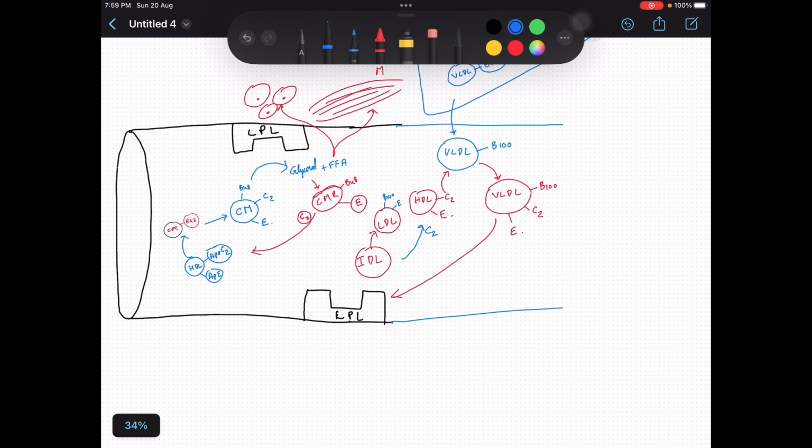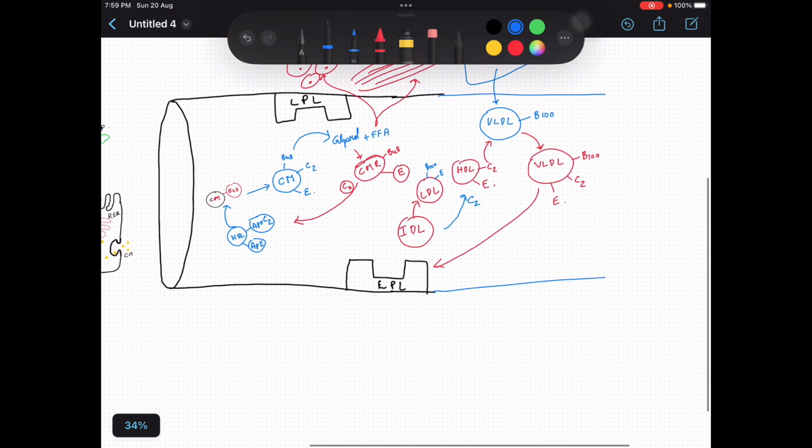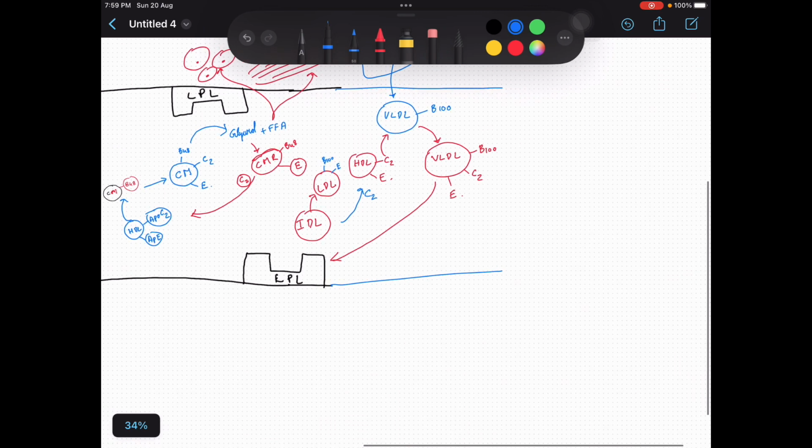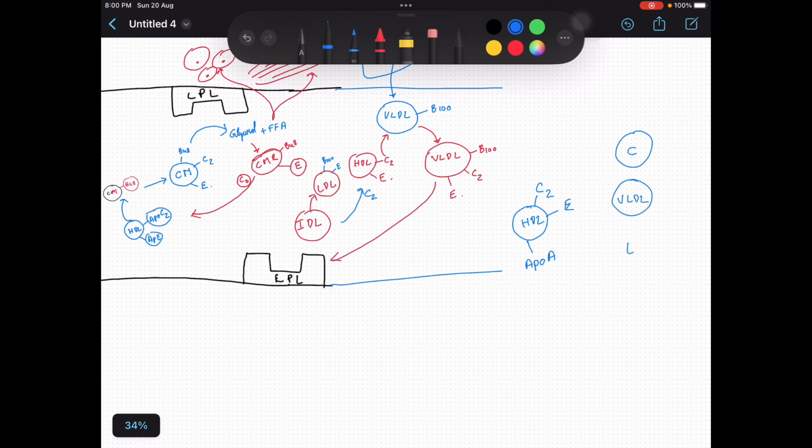Now, in all of this process we didn't say how the HDL was produced. HDL is mainly produced by the liver cells and also by the intestinal cells. Besides ApoC2 and ApoE, this HDL contains an important protein called ApoA, which is responsible for the helpful action of the HDL. So this is an HDL containing ApoC2, ApoE and ApoA.